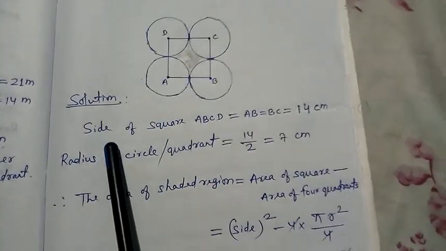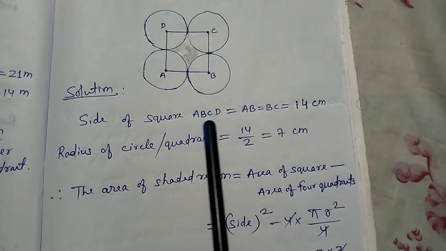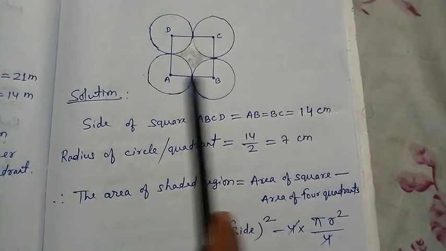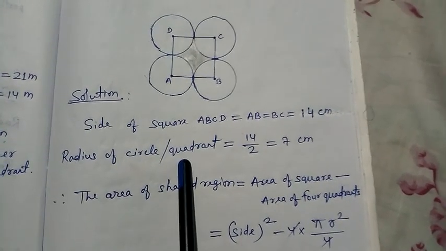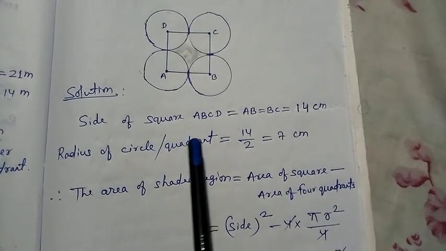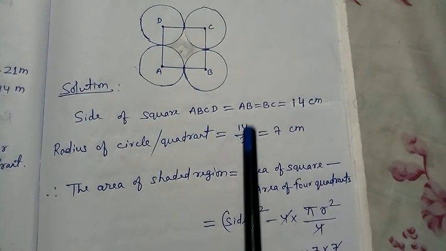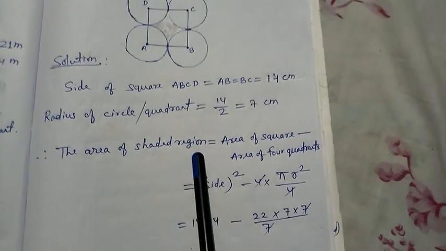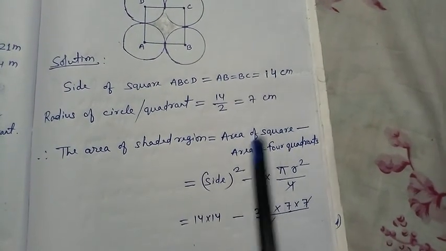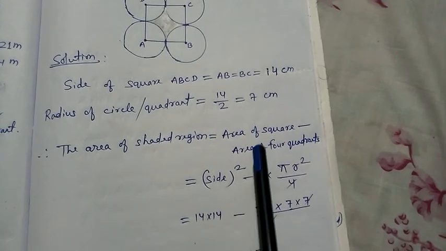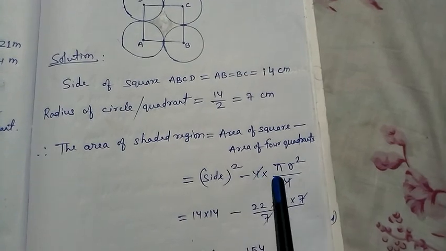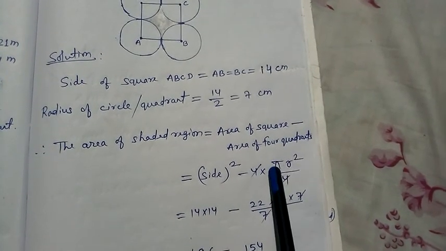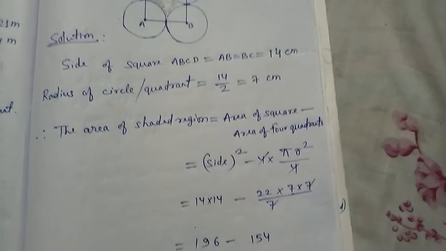So I can say in the solution, the side of the square ABCD is AB equal to BC and is equal to 14 centimeter, given in the question. Radius of the circle or radius of the quadrant, both are the same. It is half of 14, 14 by 2 equal to 7 centimeters. So the area of the shaded region will be the area of the square minus the area of 4 quadrants. So the area of the square is side square, minus 4 quadrants means 4 into the area of a quadrant, pi r square by 4.